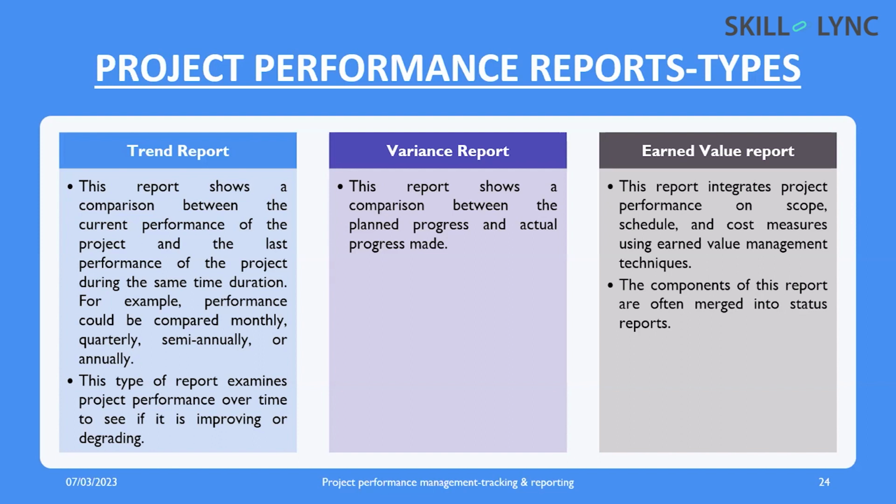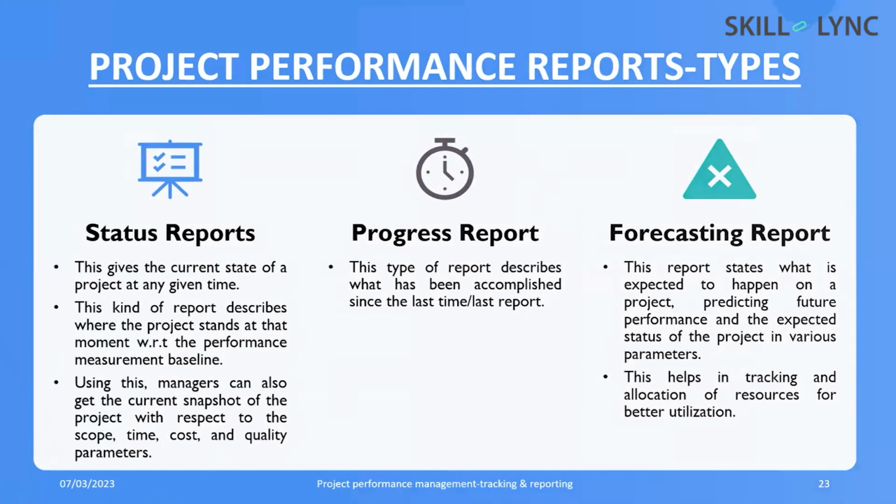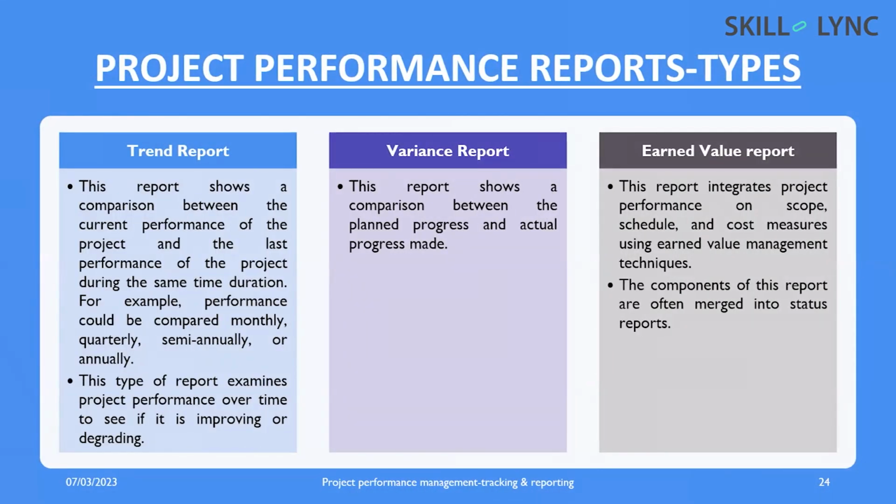These are the different types of reports that are available. As a performance management professional or project management professional, these are the reports that you have to handle. This can be status reports, progress reports, forecasting reports. Then we have trend reports, variance reports and earned value reports. If you are working in the industry as a project manager, you can expect these types of reports in future as a project management professional.